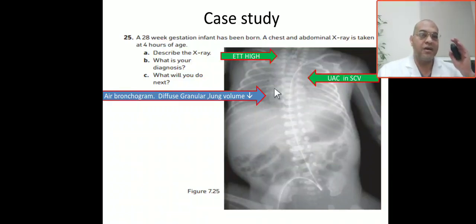So what are the classic radiological findings of RDS, or respiratory distress syndrome? Three. First of all, air bronchogram, then diffuse ground glass appearance, and third, decreased lung volume. What is the meaning of air bronchogram? This means the air present in the airway is surrounded by area where air is not present, so it will give you a pepper and salt appearance. So these are the 3 cardinal signs of the radiological finding of RDS. This is the description of the X-ray. This is a case of respiratory distress syndrome.